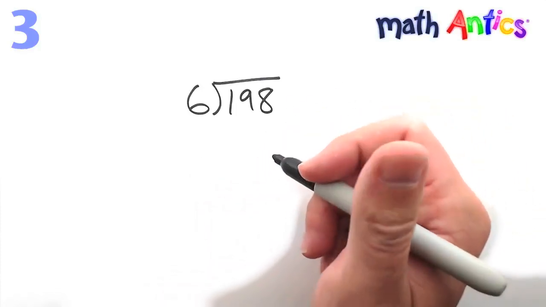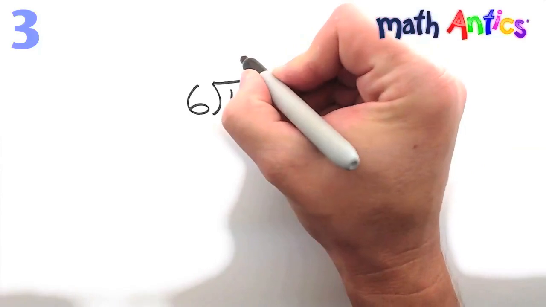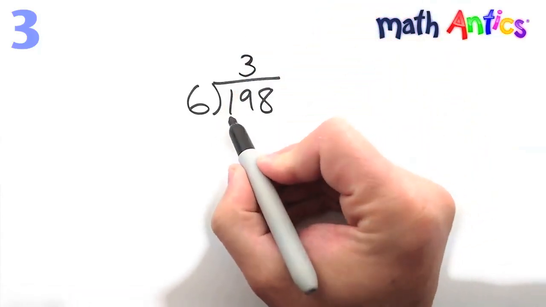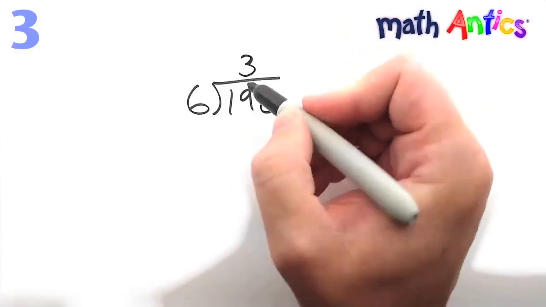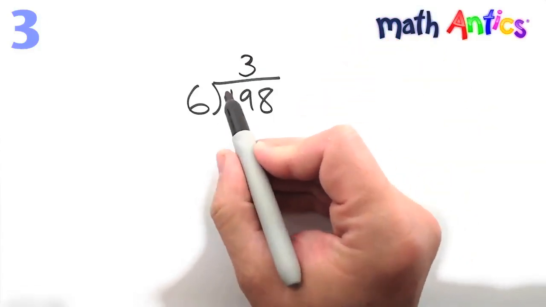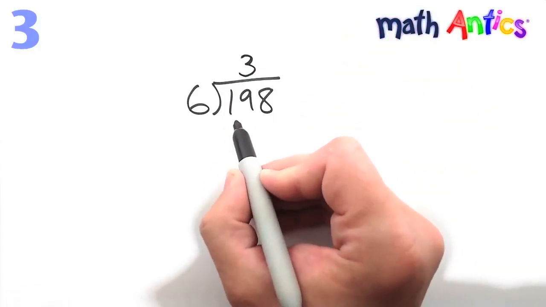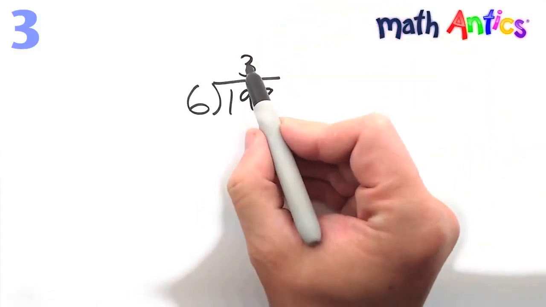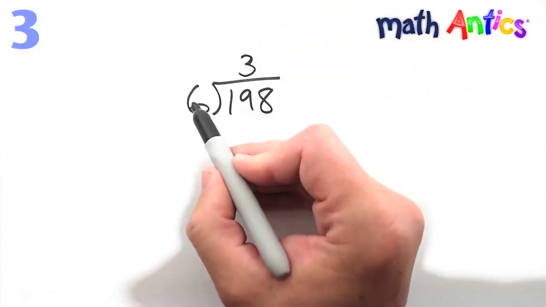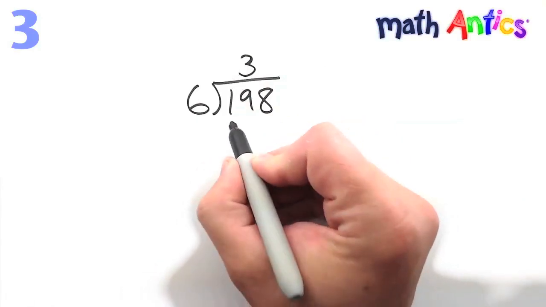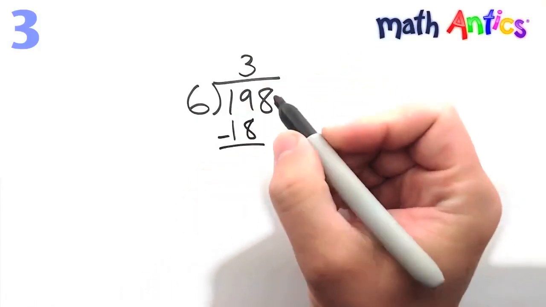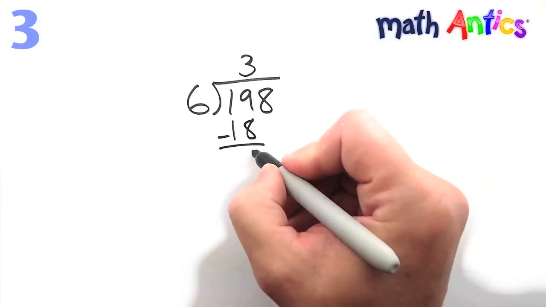And 3 6s will make 18, and that's almost 19. So we'll put a 3, and we put it directly above the 9 because that's the digit that we're dividing up. We're combining it with the 1 from the digit before, and so line it up with the 9. So we have 3 times 6 equals 18. We put that underneath the 19 that we're dividing up and subtract it. 19 minus 18 equals 1.